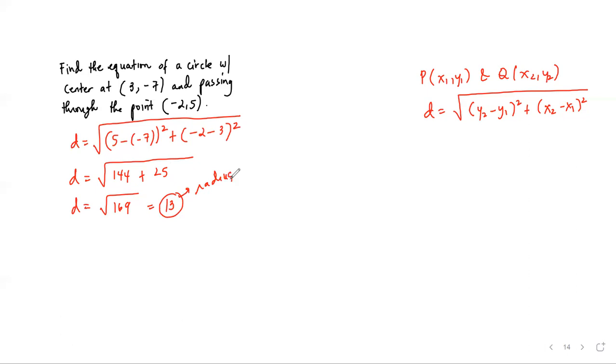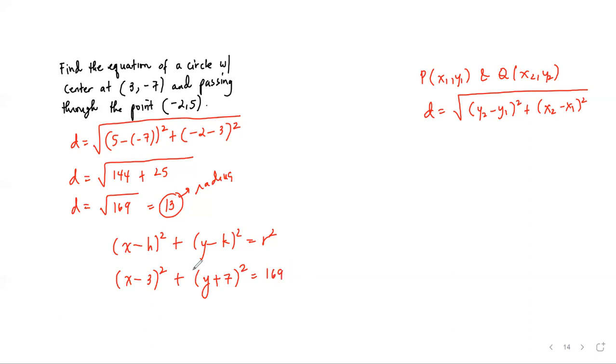radius. So our equation would be, since it is x minus h quantity square plus y minus k quantity square equals r square, we have x minus 3 quantity square plus y minus negative 7, and that's going to be y plus 7 quantity square equals r square is 13 square, which is 169.